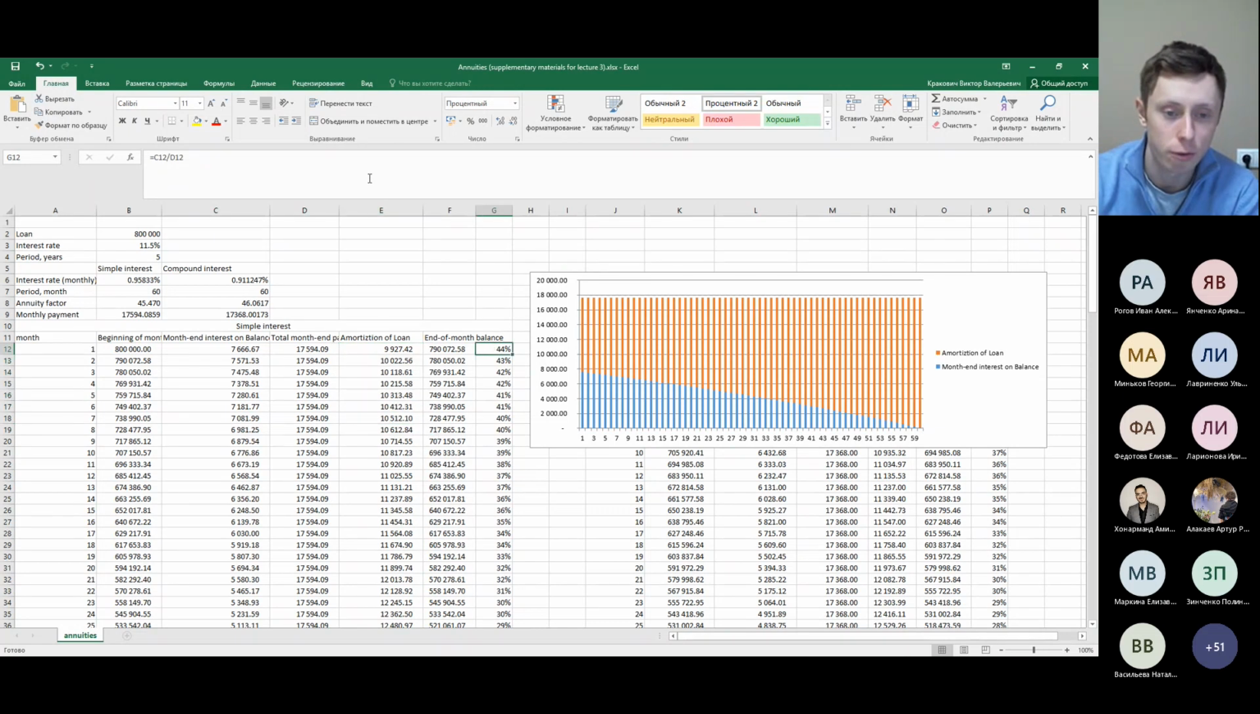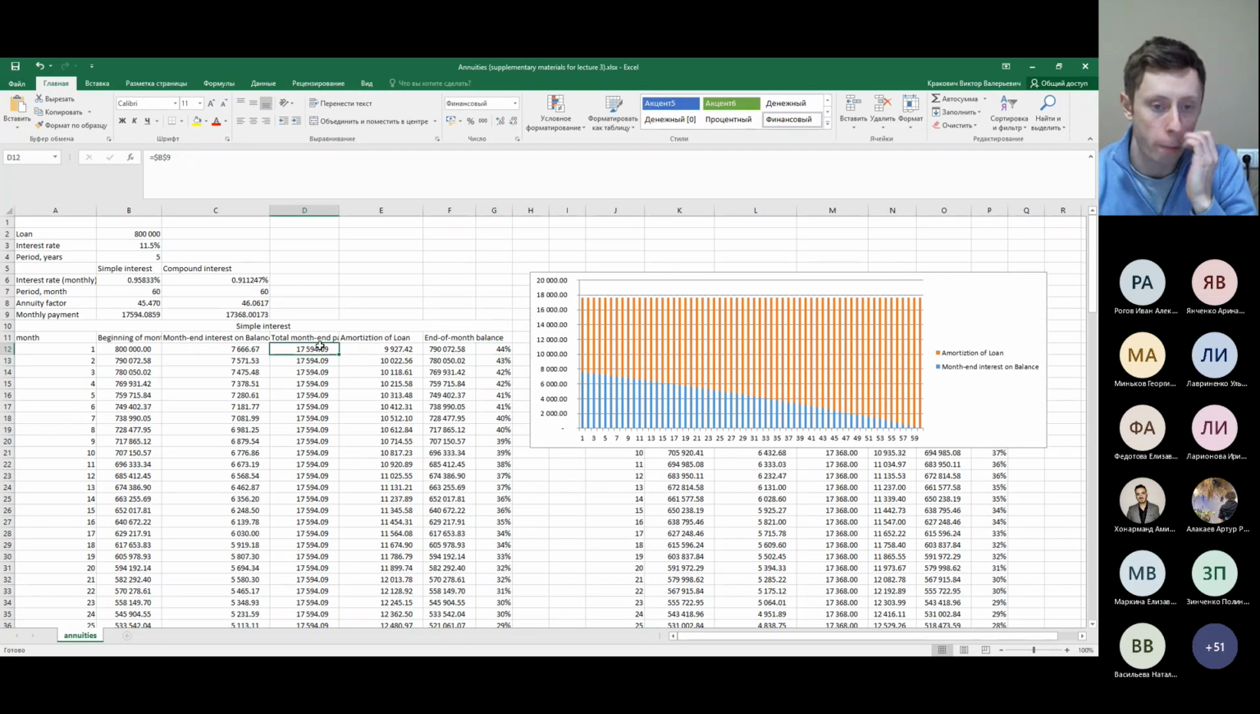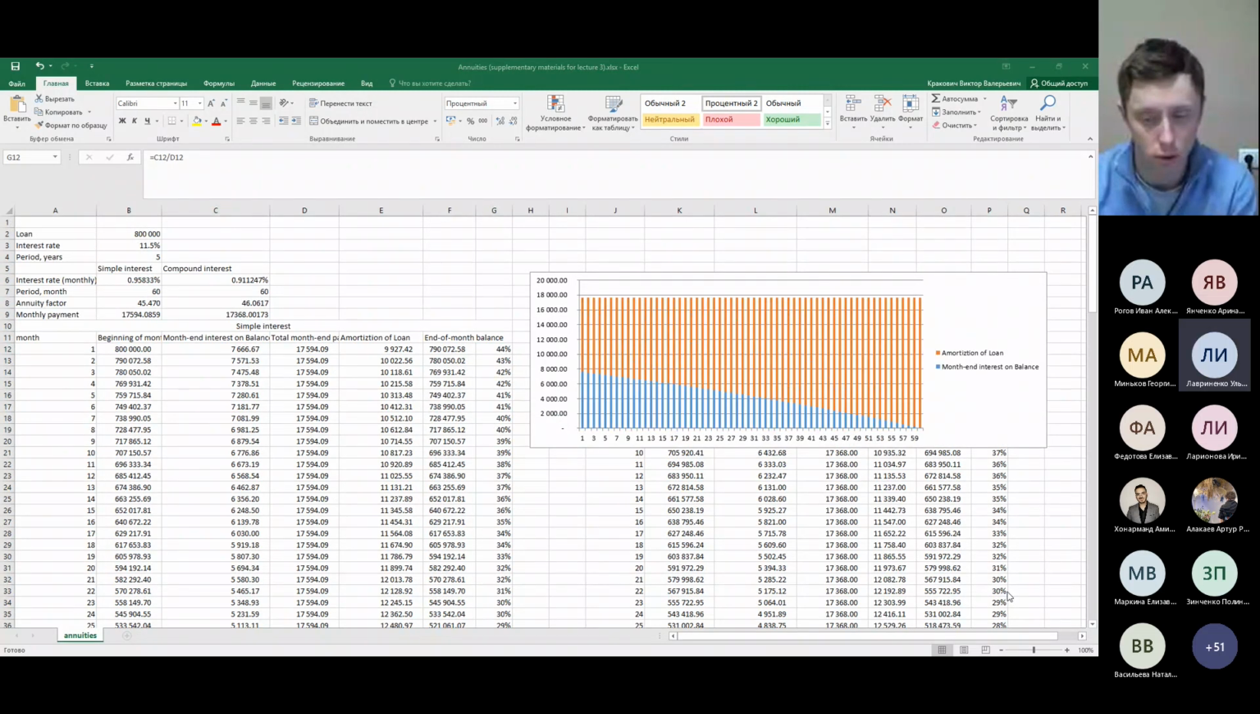So the higher the fraction of the interest payment in the annuity, the worse. Out of this amount, we pay 44% just for the opportunity to use money. The smaller it is, the better. Make sense to you? Yes, thanks. Well, this is the real thing.